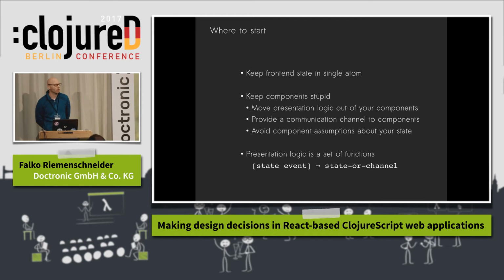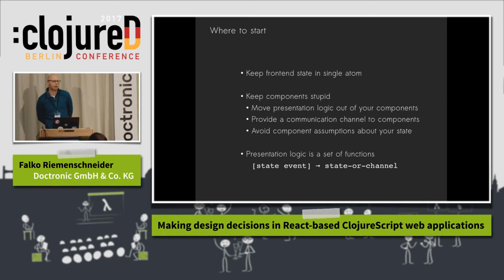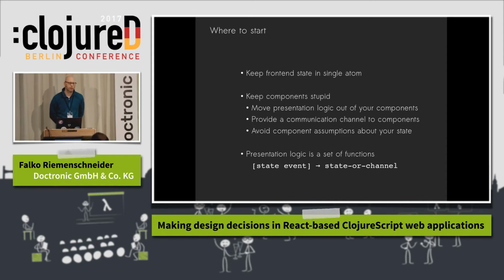And then I'd like to keep the components very stupid. So one thing is that you keep the presentation logic, the update logic, any kind of validation, for instance, outside of your components. And then next thing is you don't want the components to know exactly where they communicate to if they send events. So in our case, we usually provide a communication channel, so a core.async channel, for example, to our components. So they just don't know exactly where they communicate to. This gives us a great deal of flexibility.